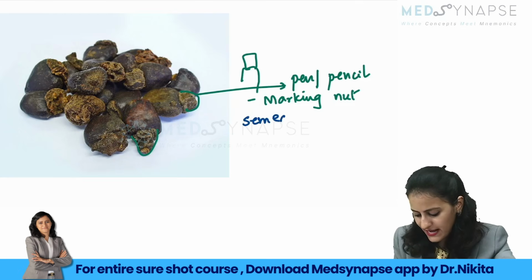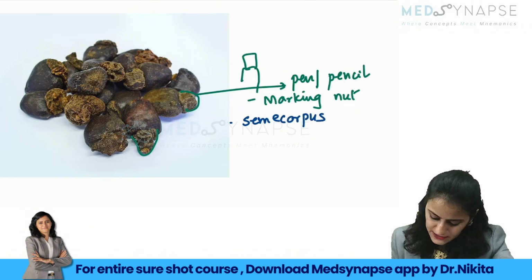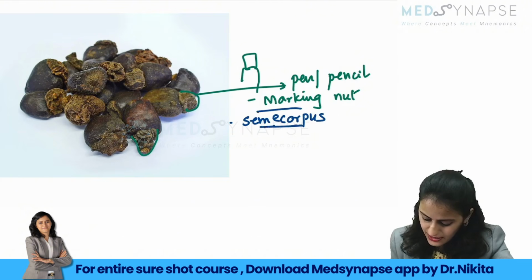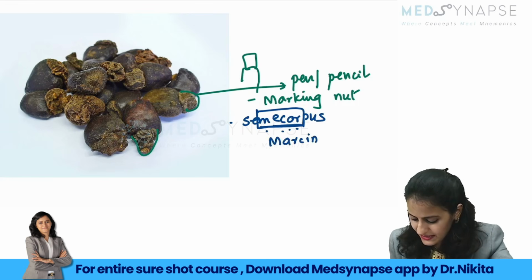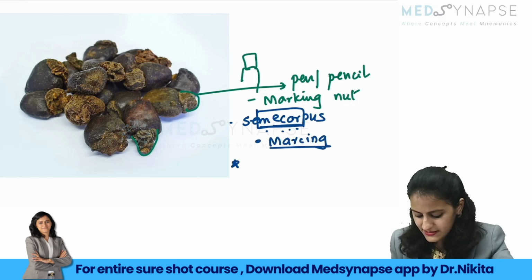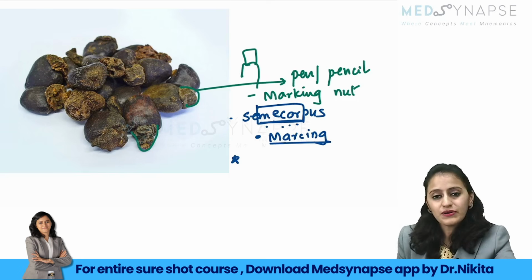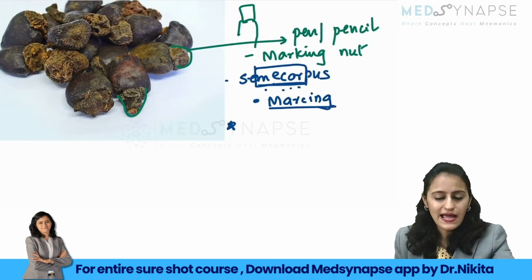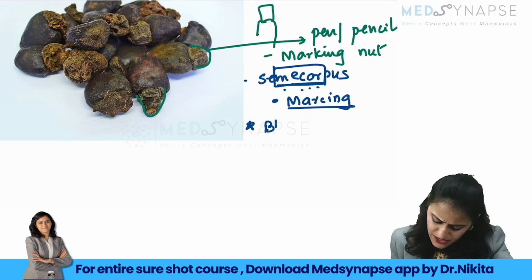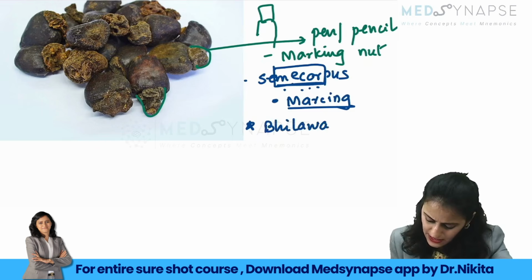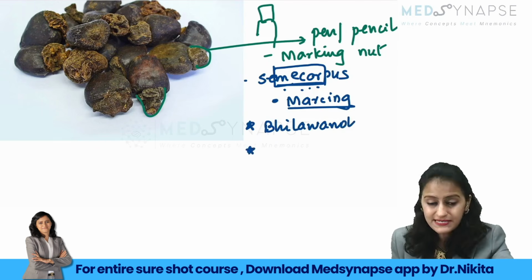What is the name of this nut? This is called Semecarpus anacardium. Semecarpus, remember, M-A-R-C. This is the marking nut. So which is the marking nut? It is the Semecarpus. The question asked here was, what is the active component here? We have bhilawanol. Bhilawanol is the active component here.